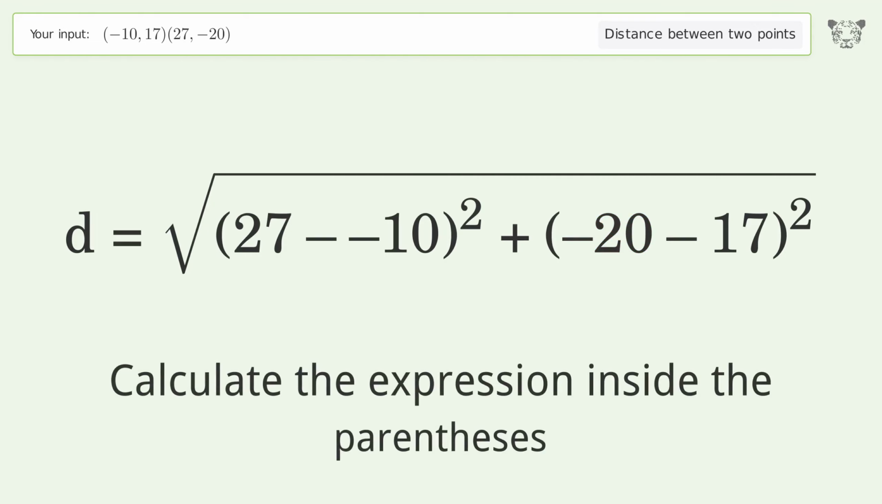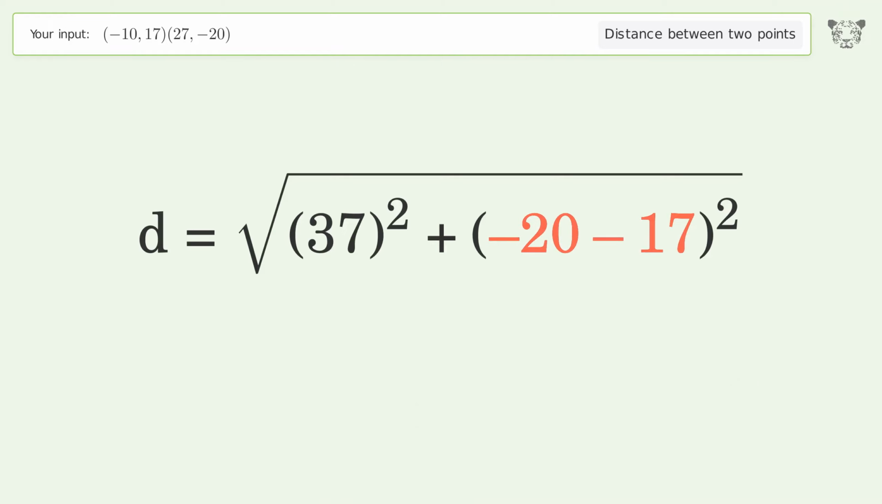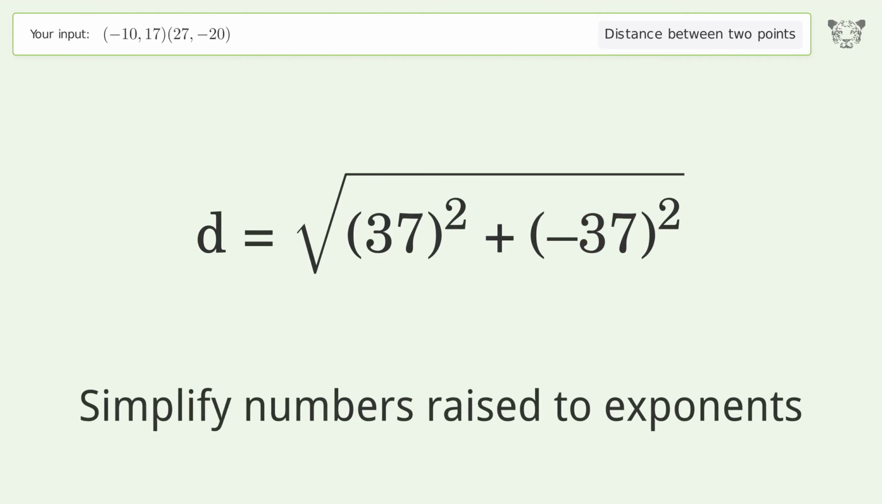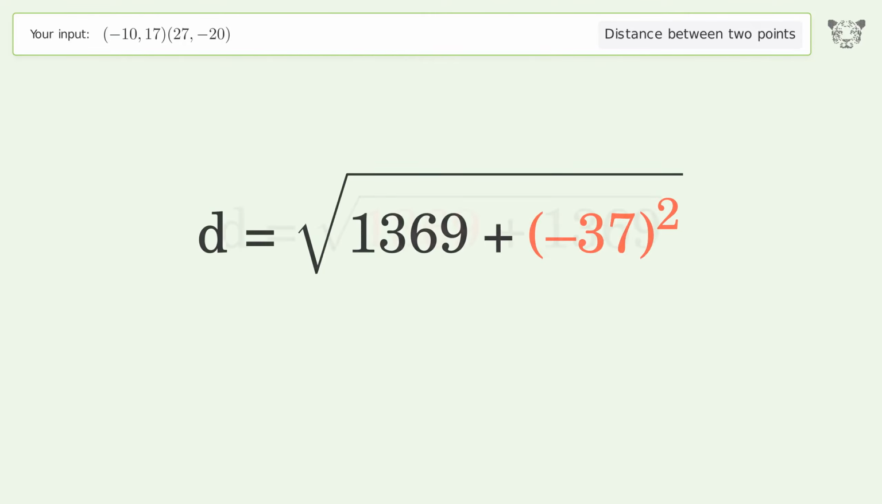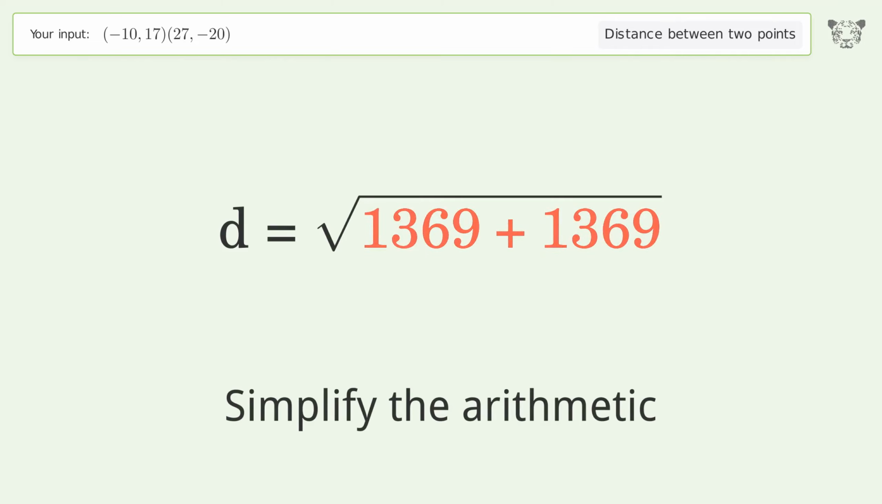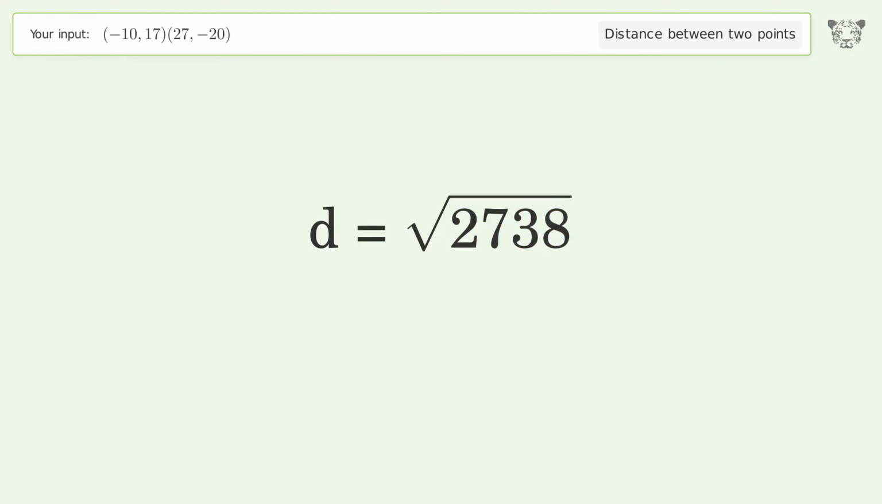Calculate the expression inside the parentheses. Simplify numbers raised to exponents. Simplify the arithmetic. And so the distance between the 2 points is the square root of 2,738, or 52.326.